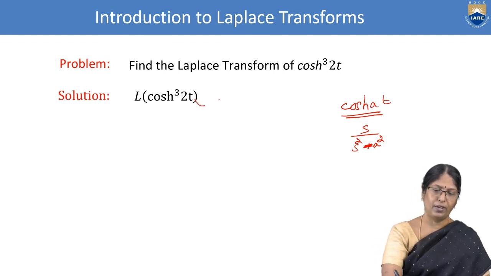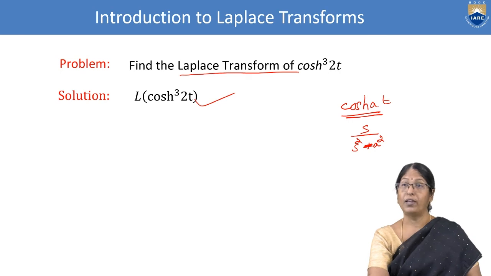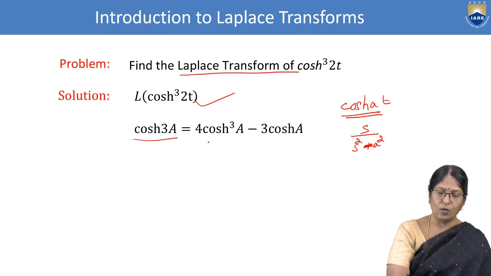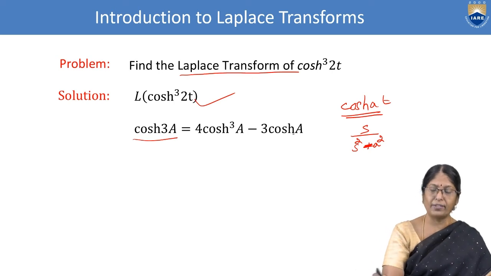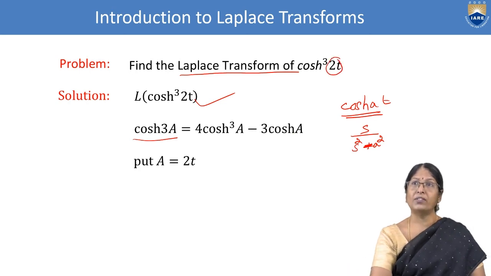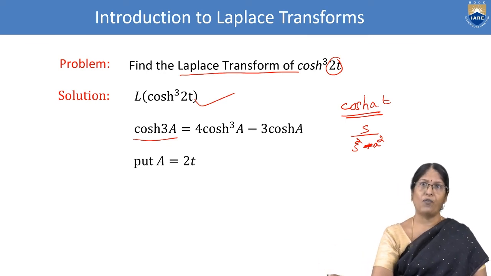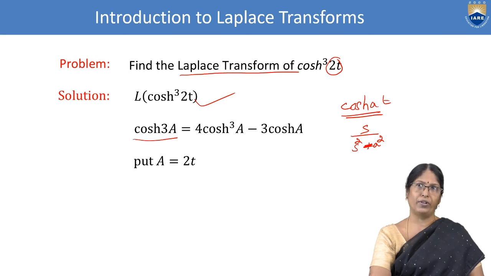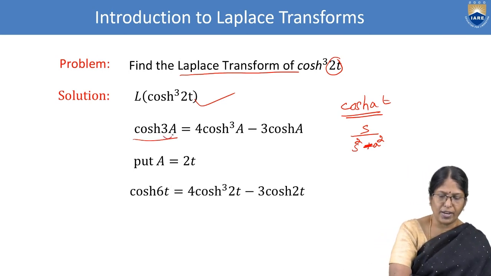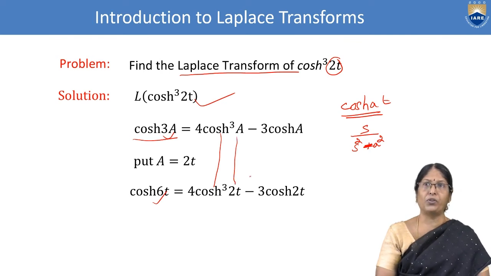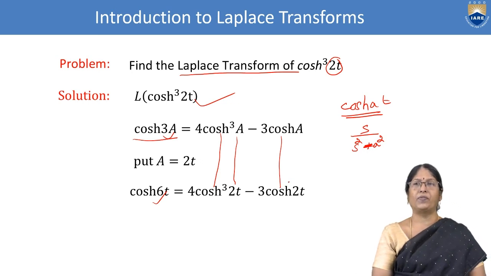So now, the Laplace transform, mathematically, L of cos h cube 2t. Now cos h 3a, the formula is 4 cos h cube a minus 3 cos h a. Our problem is cos h cube 2t. In the formula, a is there, so wherever a is, we will substitute 2t. So we substituted 3 into a, 6t. In the 4 cos h cube, in the a place we substituted 2t, and in 3 cos h, in the a place we substituted 2t.